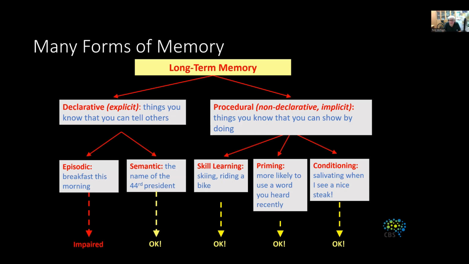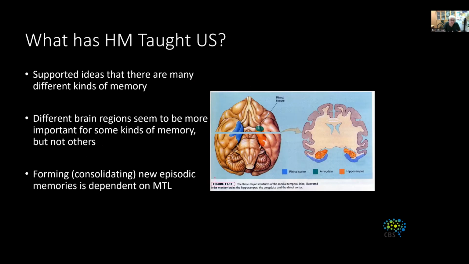So on a large scale, what did HM teach us? Well, these experiments with him supported the idea that there are many different kinds of memory. And importantly, different brain regions seem to be more important for some types of memories and less important for others. Again, I don't have time to go into this. We'll talk about this in the next part of the lecture. But the fact that his retrograde amnesia, the loss of memory before his surgery, was temporally graded, only went back a couple of years, tells us that after time, there's some type of consolidation process in which memory is no longer dependent on these structures in the medial temporal lobe, like the hippocampus.